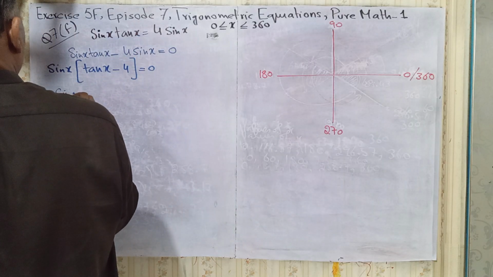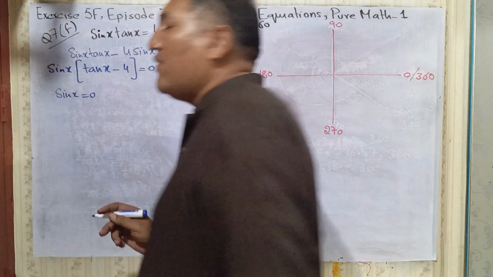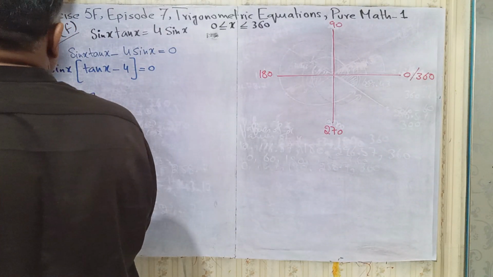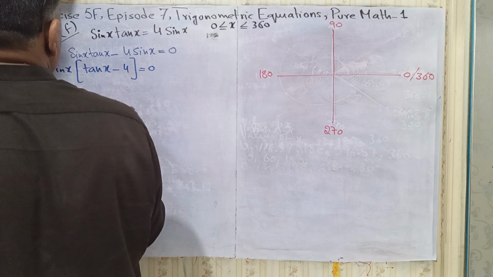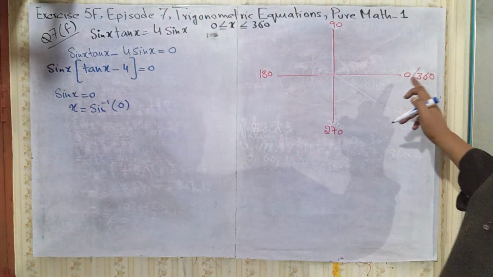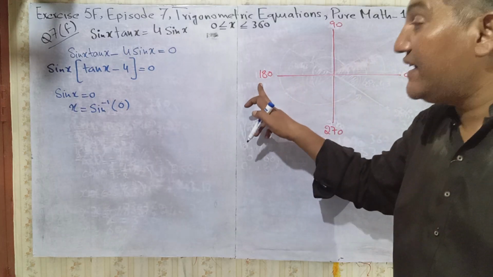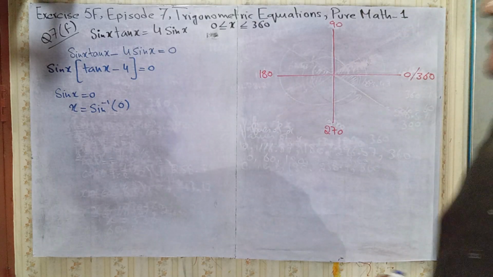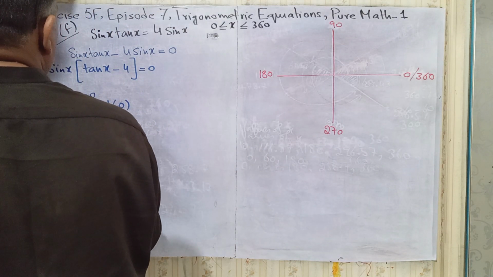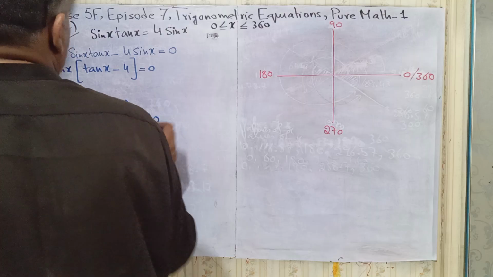So sine x is equal to 0. Bring this sine to this side, so you will have x is equal to the sine inverse of 0. You know the sine is 0 at 0, the sine is 0 at 180, the sine is 0 at 360. So the x answers will be 0, 180, and 360.